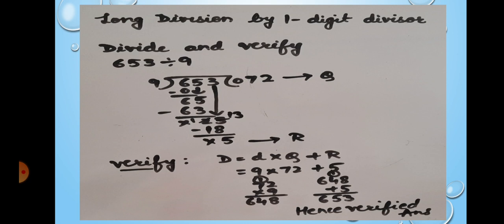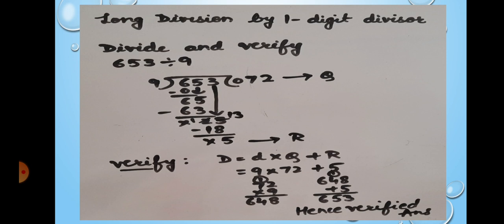After that, we place digit 3 along with digit 2. We get 23 here. Now in the table of 9, we see the number which is less than or equal to 23. We see that 9 2s are 18, which is less than 23. So we place 18 below 23 and we write 2 in the quotient.